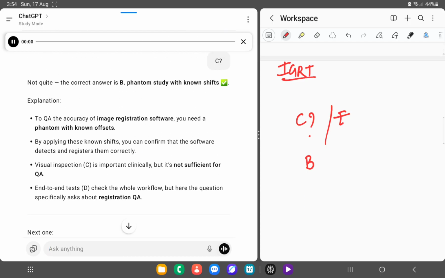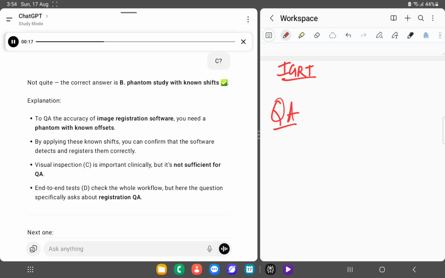Not quite. The correct answer is B. Phantom study with known shifts. Explanation: to QA the accuracy of image registration software, you need a phantom with known offsets. By applying these known shifts, you can confirm that the software detects and registers them correctly.